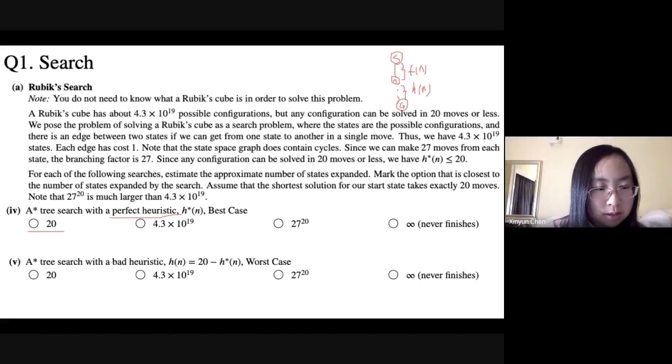Then the second thing is when we have A-star search with a bad heuristic, H(n) equal to 20 minus H*(n).